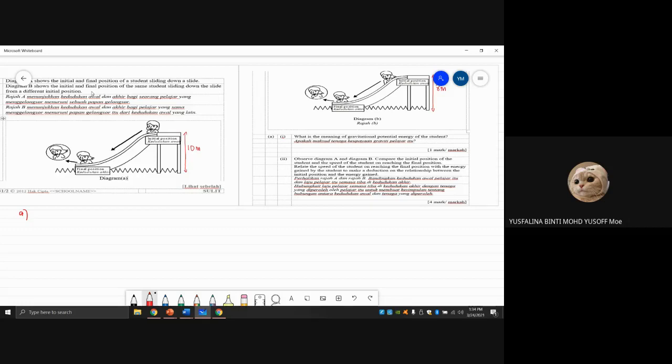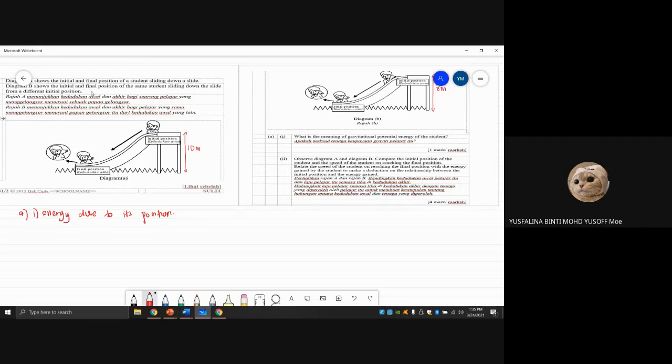Let's see. What does it mean? The energy of an object falling down from a certain height and influenced by its mass? No. It's a very short sentence: energy due to its position. That's all. Energy due to its position.